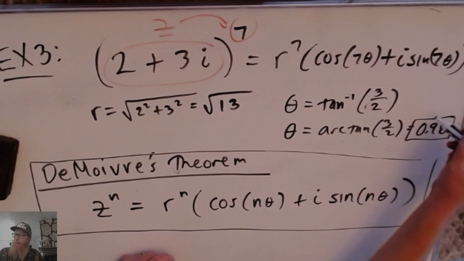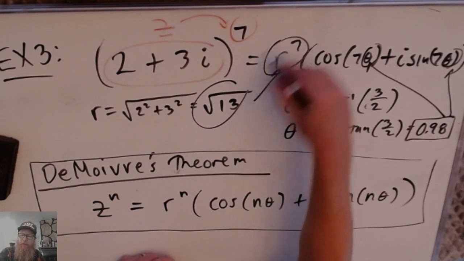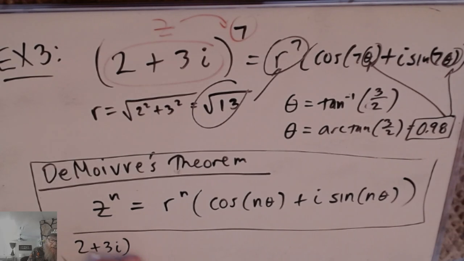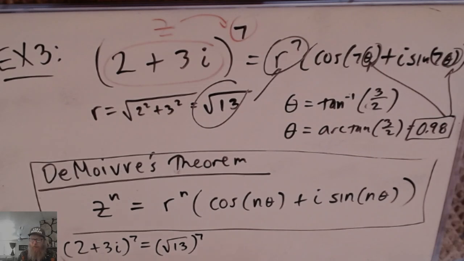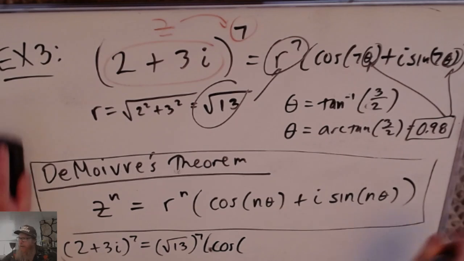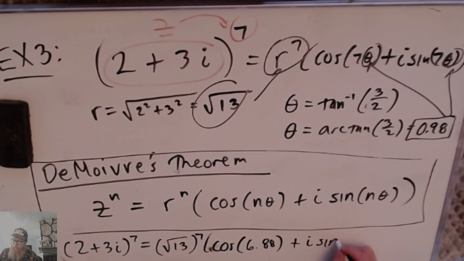Okay. So there, plug in your theta, plug in your r. So I've got, let me write my answer down here. 2 plus 3i to the 7th power is the square root of 13 to the 7th power. I'm just going to multiply this on a calculator. Cosine of, multiply this by 7, 6.88. I'm rounding to 2 decimals. Plus i sine 6.88.